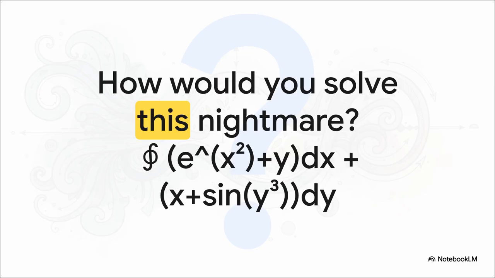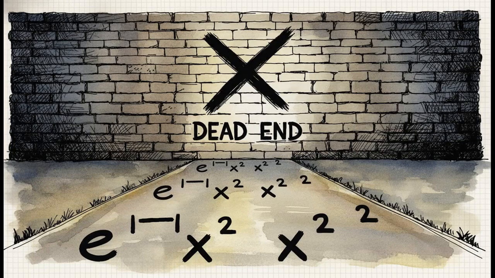You're asked to find the line integral of this thing. Just look at those terms. e to the x squared, sine of y cubed. Yeah, just looking at that should make you a little nervous. And for good reason. If you tried to solve this directly, you'd hit a brick wall.